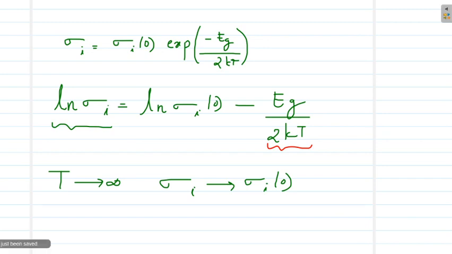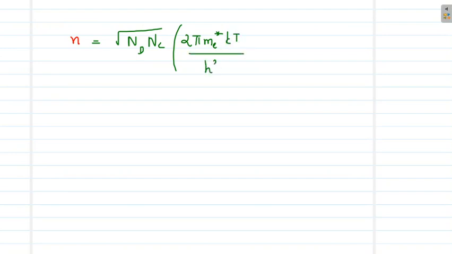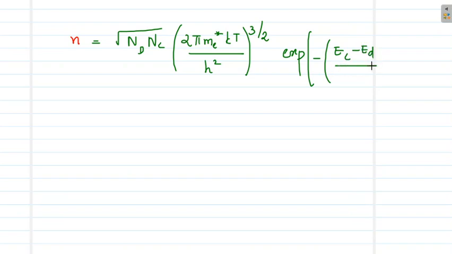Now let us analyze the case of an extrinsic semiconductor: how the conductivity of an extrinsic semiconductor varies with temperature. There we have defined the equation for the charge carrier concentration N. Let us consider an n-type semiconductor. Here the electron concentration N is the square root of ND into NC, where NC is 2 pi me* kT by h square whole raised to 3 by 2, into exponential of minus (EC minus ED) by 2kT.